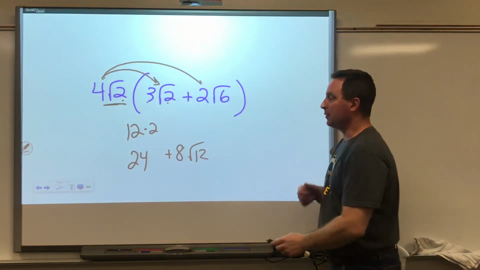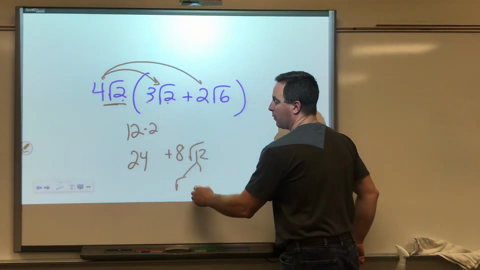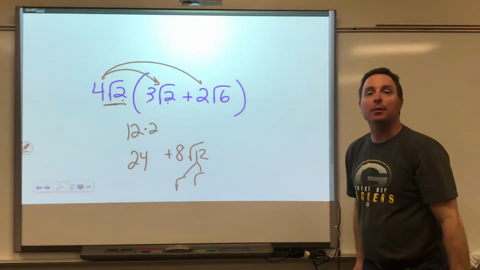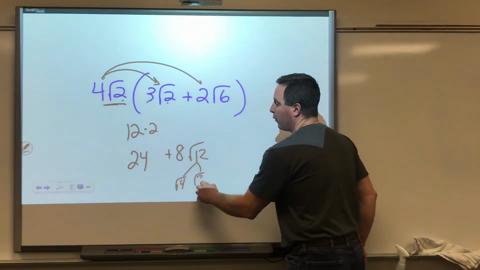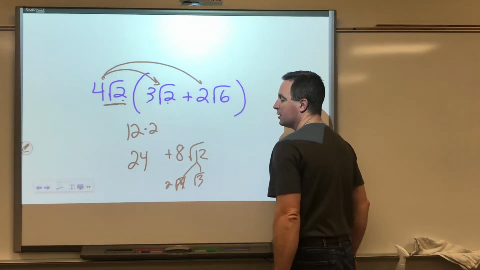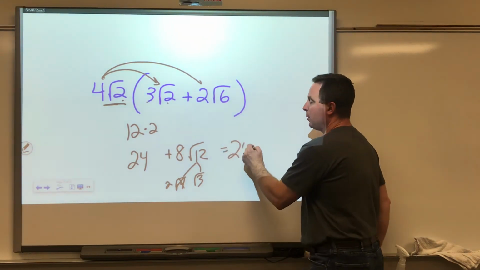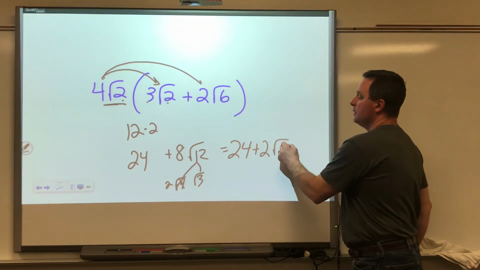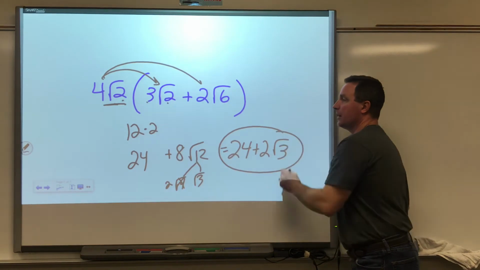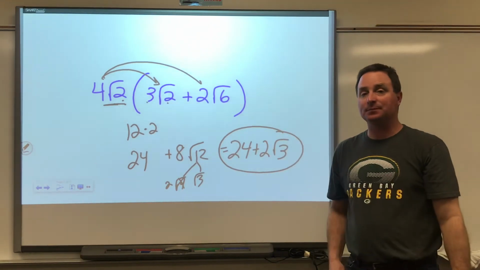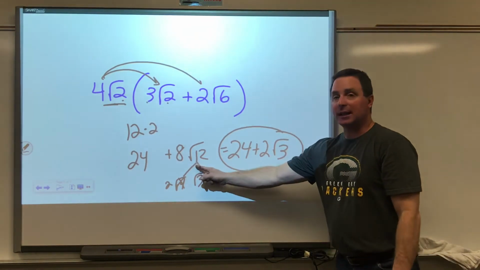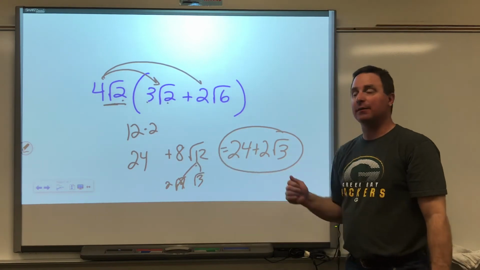Okay? So I multiply them. I still have a radical. And this time 12 does have some factors that are perfect squares. I can do 4 and 3. And the square root of 4 is 2. So I end up with 24 plus 2 square roots of 3. I still have 2 parts to my answer. Okay? But the second part, the radical, has to be simplified.